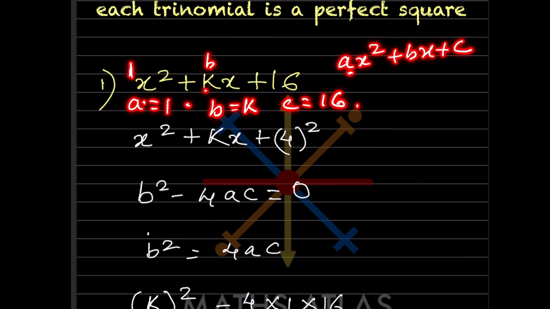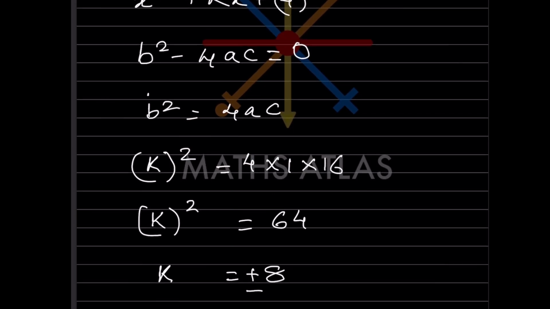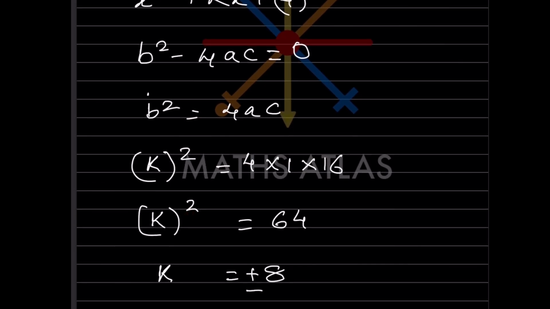So now you know this one. B means k square, 4 times a, which is 1, times c, which is 16. Hope you got that. So what will you write here? K square is, what will that be? 16 fours are 64. When you take the square root on both sides, k will be plus or minus 8, because the square root of 64 is 8. So we can write here plus or minus 8.